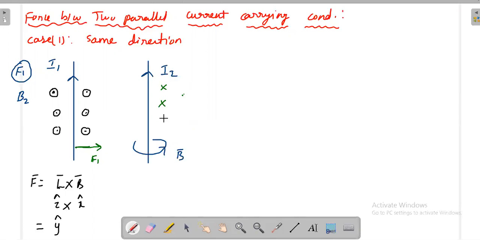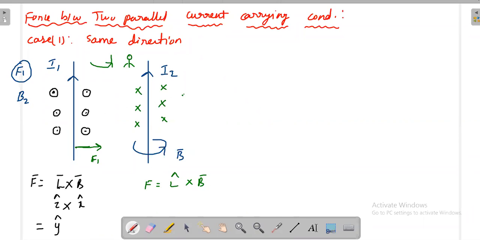Now I want to find out the force on conductor 2. That means I should know the magnetic field on conductor 2 due to the magnetic field that is created by conductor 1. Definitely conductor 1 will create the magnetic field in this way. So when you are standing here, you will be observing the tail of the magnetic field. That means the magnetic field is really going inside. Now what is the force? In this case, the force is L cap and B vector.